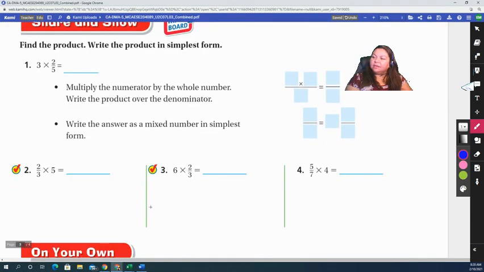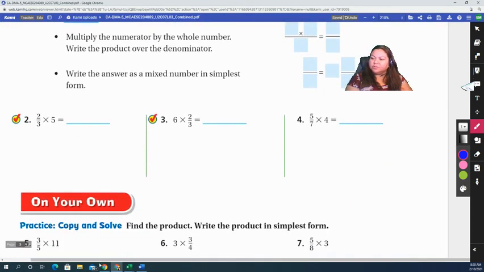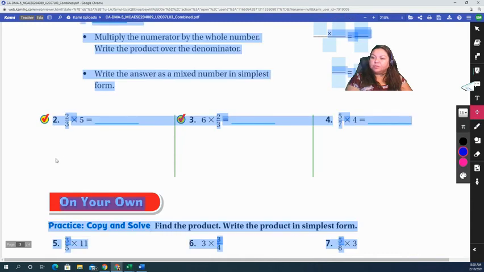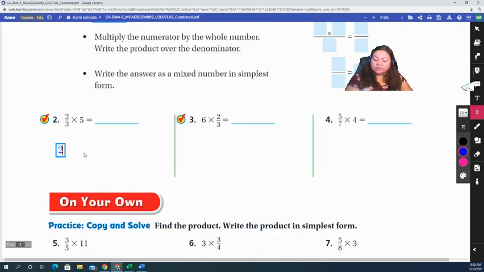I'm going to go ahead and do one more. I'm going to do number 2. And then you can try number 3 and 4 and you'll put your answers on the slide on Pear Deck. So we have here 2/3 times 5. Remember that I'm going to rewrite this so that my whole number is over 1. Okay, because any whole number with a denominator 1, it's that whole number.